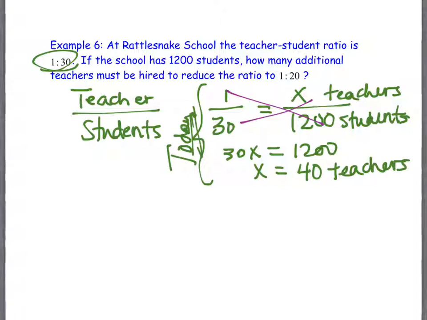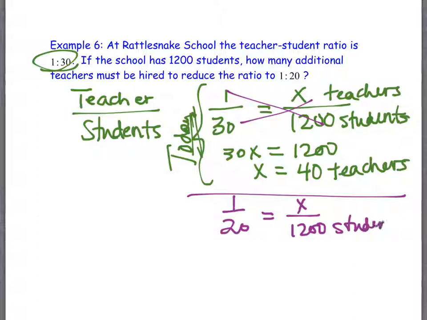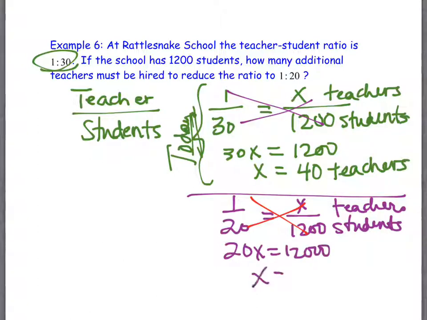But it's not what I want. I want to have a ratio that's 1 to 20, right? So I can do this exact same process again with the 1 to 20 and figure out how many teachers I really want to have in my school. All right, so we'll cross multiply. I get 20x equals 1,200. What's x? 60 teachers. So this is what I want.